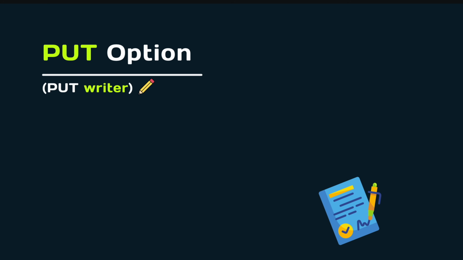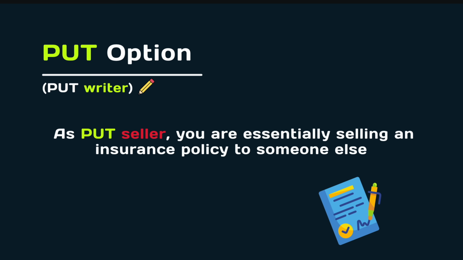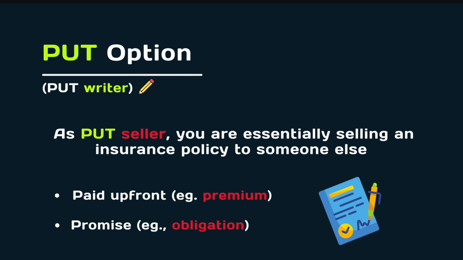Let's look at this from the perspective of the put seller. Whenever you sell a put option, you are essentially known as a put writer. And if we go back to that example of the car insurance and Jen purchasing insurance from the insurance company, you'll notice that as a put seller, you are essentially selling an insurance policy to somebody else. In exchange for taking up this risk, you're going to get paid up front, and that was the premium that the buyer paid you in return for a promise that you have made.